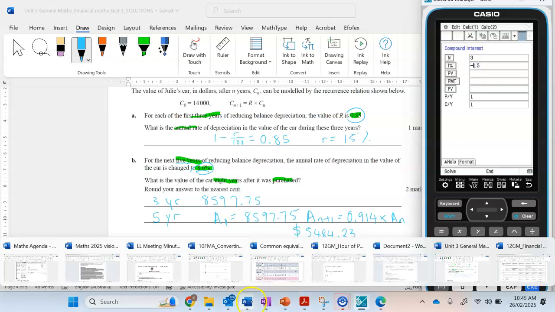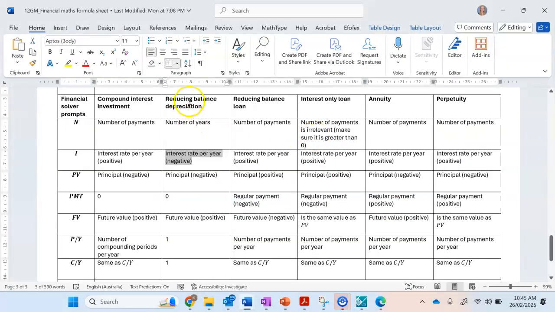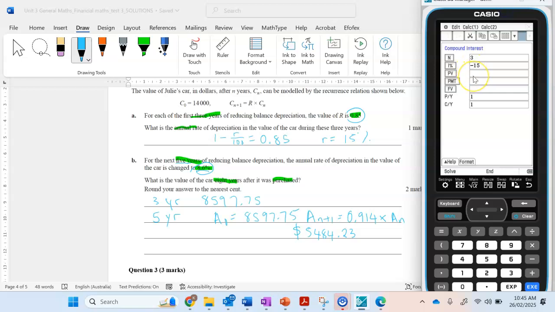So just quickly going to our formula sheet. For reducing balance depreciation, your interest rate is negative and your principal value is negative. So just refer to this if you're ever unsure. So negative 14,000, no payments, and our future value. We should get the same amount. You can see we've done that. Then we can copy or cut that amount.